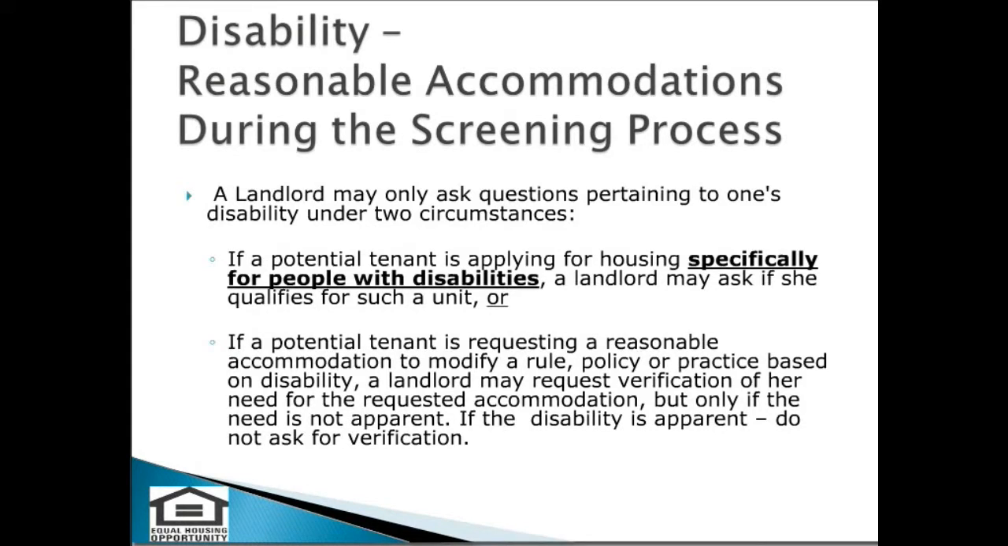If you cannot tell that a tenant has a disability and he or she is making an accommodation request, then you can ask that a professional, usually a doctor, but not always, give you verification of the need for the accommodation.